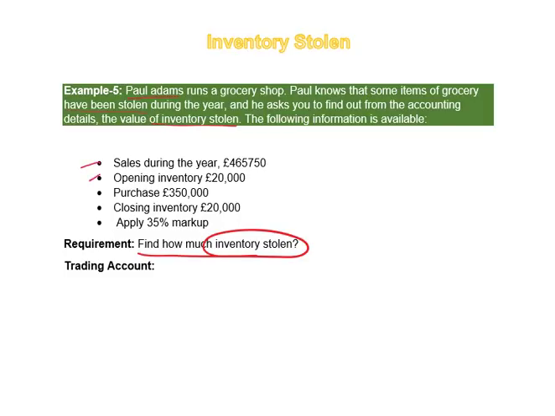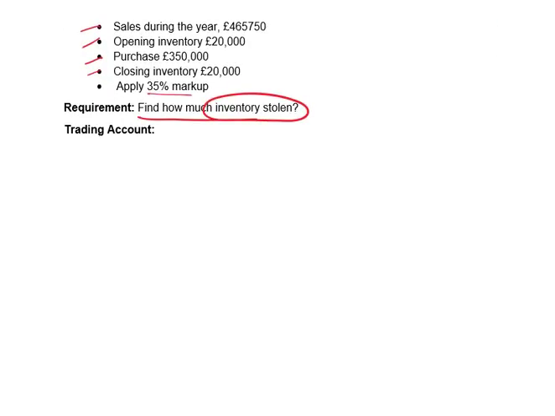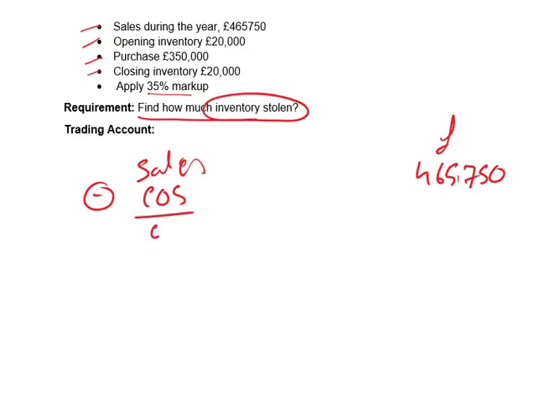We've been given sales, opening inventory, purchases, closing inventory, and some markup. Okay, so we need to use a trading account, a mini trading account, to find our answer. We'll start with sales, and it is 465,750 less cost of sales. Under cost of sales, I'll start with opening inventory, in another column, which is given as 20,000, plus purchases. Your purchases are 350,000.